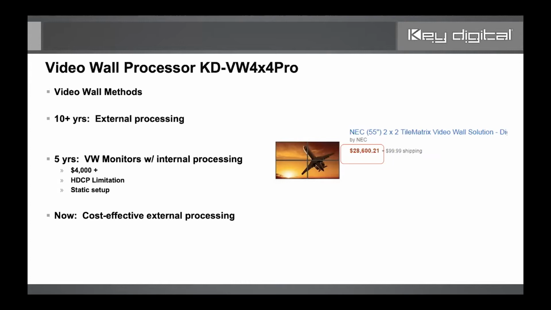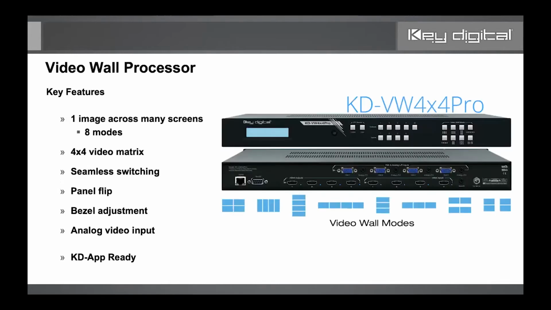Now we can cost effectively do it with one box and any display. The VW4x4 allows 8 different modes. As you can see in the bottom, those are different formats. You can do a traditional 2x2, 4 horizontal, 4 vertical, stacked, 3 combination, split 2x2. You can do any different format. It's a seamless switcher. It has some cool features that I'll talk about a little later.